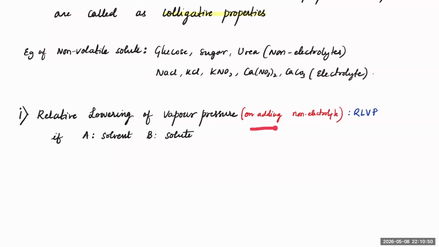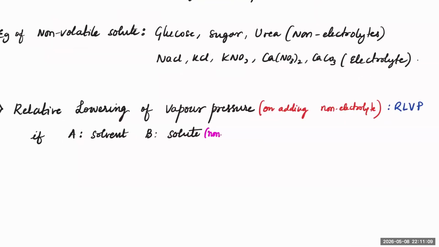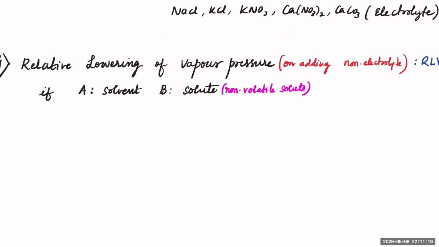Now, whether you take a non-electrolyte or an electrolyte, it will change the properties. First let us start with adding a non-electrolyte, everybody. If I add a non-electrolyte, that means either sugar, glucose, urea, these kinds of solutes. And let's say A is the solvent here and B is the solute. Solute is which one? Non-volatile solute. In that case, how do we figure out the relative lowering of vapor pressure? What is its definition? Let's see that.